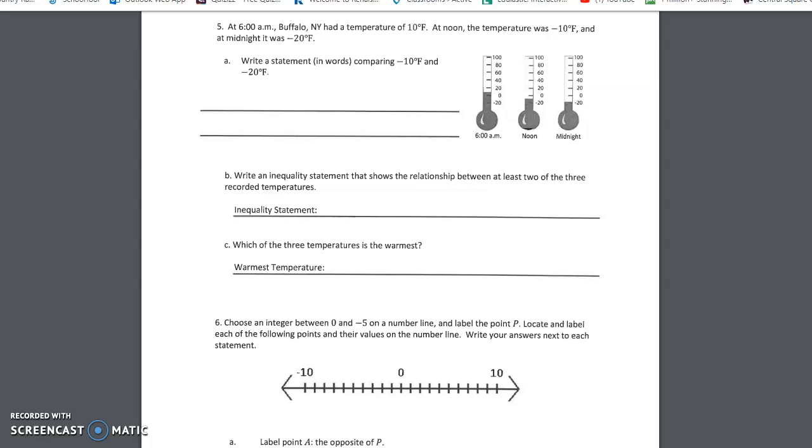A. Write a statement, in words, comparing negative 10 degrees Fahrenheit and negative 20 degrees Fahrenheit. B. Write an inequality statement that shows the relationship between at least 2 of the 3 recorded temperatures. Part C. Which of the 3 temperatures is the warmest?